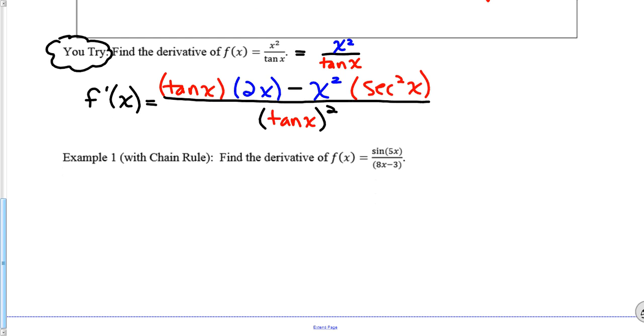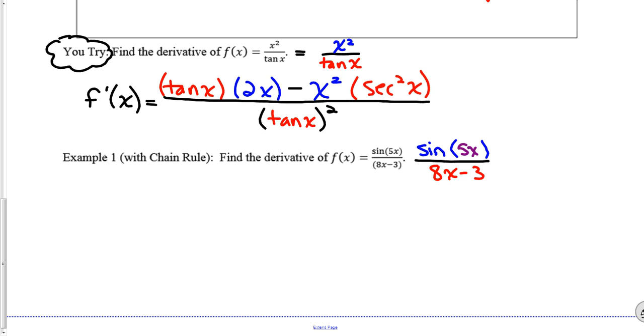So now we have this derivative, and not only do we have a top and a bottom, but we also have a chain rule with the top. So I'm going to rewrite my top as the sine of 5x. So there's my inside right there. And I'm dividing by my bottom, which is 8x minus 3.